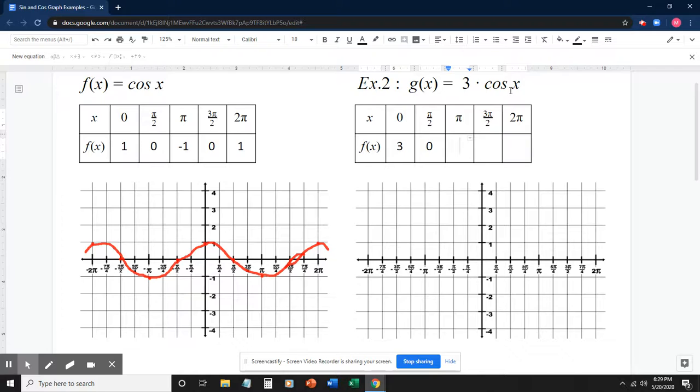And as I go through, I'm going to notice that I'm just taking 3 times the previous value. So that's why I have this old table here. 3 times negative 1 gives me negative 3. 3 times 0 for the next one gives me 0. And 3 times 1 for the last one gives me 3. And so multiplying by 3 will make this wave, this graph, 3 times taller, okay, which we can now sketch.